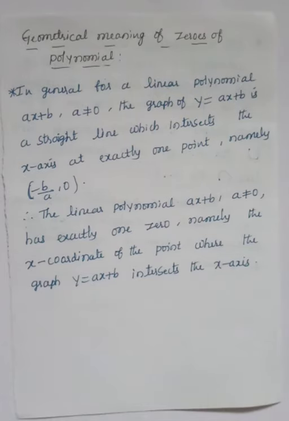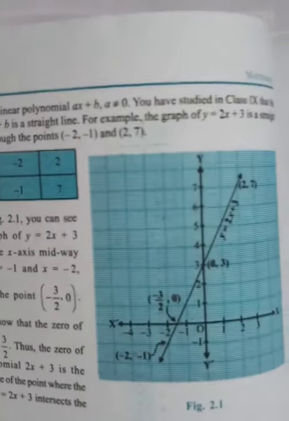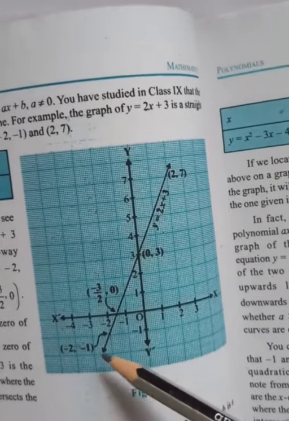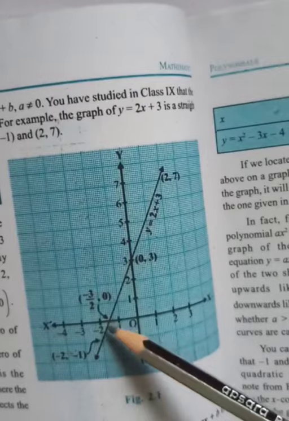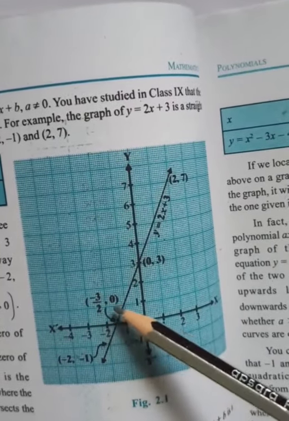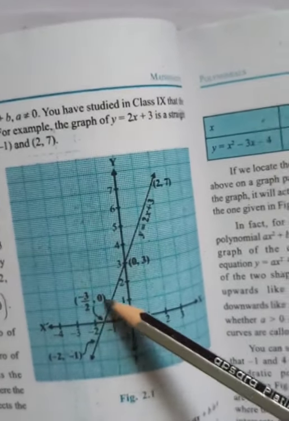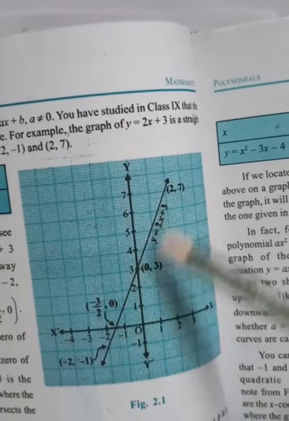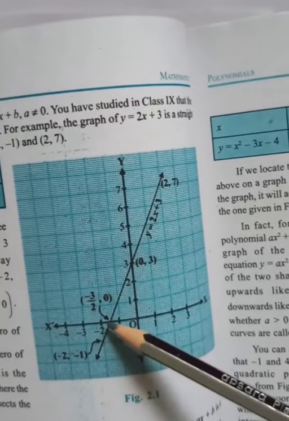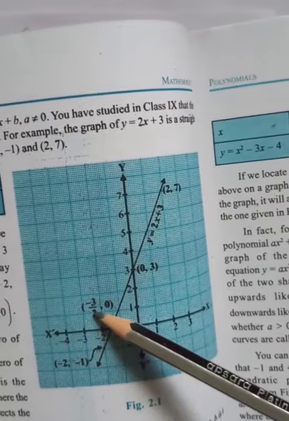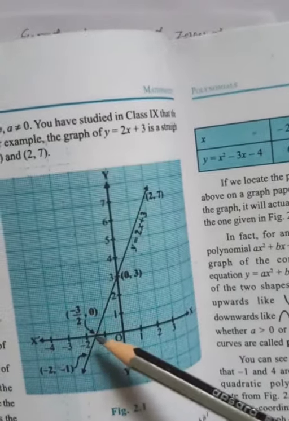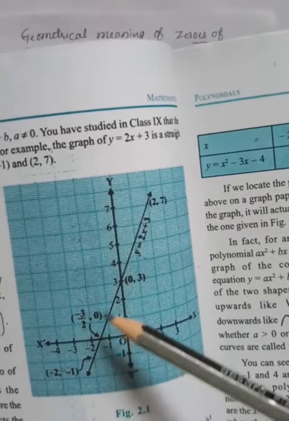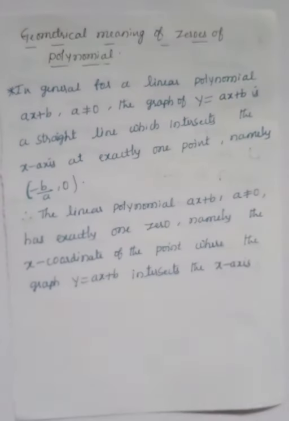See here, it is given in the textbook. This is a graph, a straight line, and it intersects the x-axis here. The coordinate of this point is minus 3 by 2 comma 0. So, it intersects the x-axis at one point only. How many times it intersects the x-axis gives the number of zeros. I will explain later.